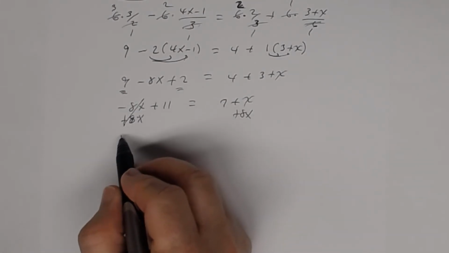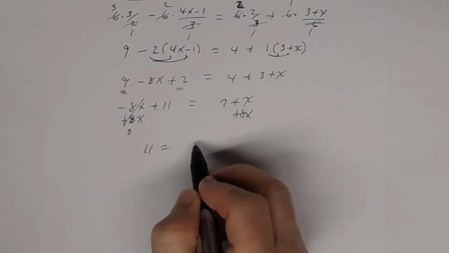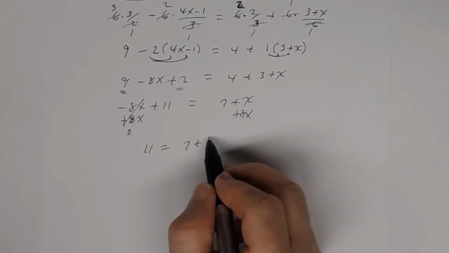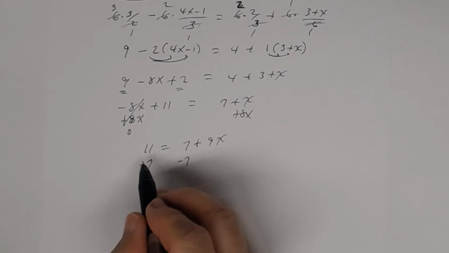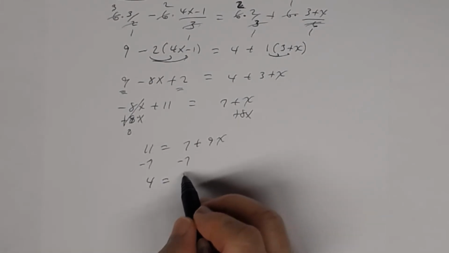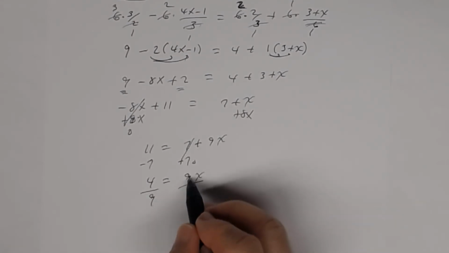And so 8x and a negative 8x is 0. 0 plus 11 is 11, equal 7 plus 1x plus 8x is 9x. Subtract 7 from both sides. 11 minus 7 is 4, equal, this is 0, and that's equal to 9x. Divide both sides by 9 and reduce.